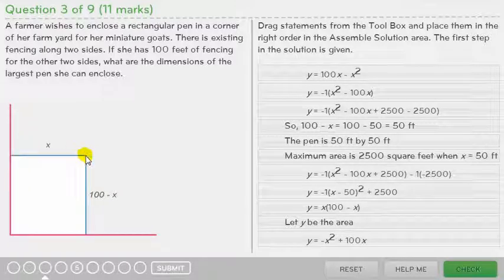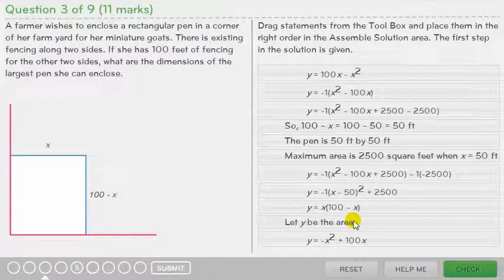We know these two sides must add up to 100, so if one side is x, the other side must be 100 minus x. Now on the right-hand side here, we're given the task of dragging statements from the toolbox area and placing them in the right order in the assemble solution area. So, first let's start by coming up with a function for the area.